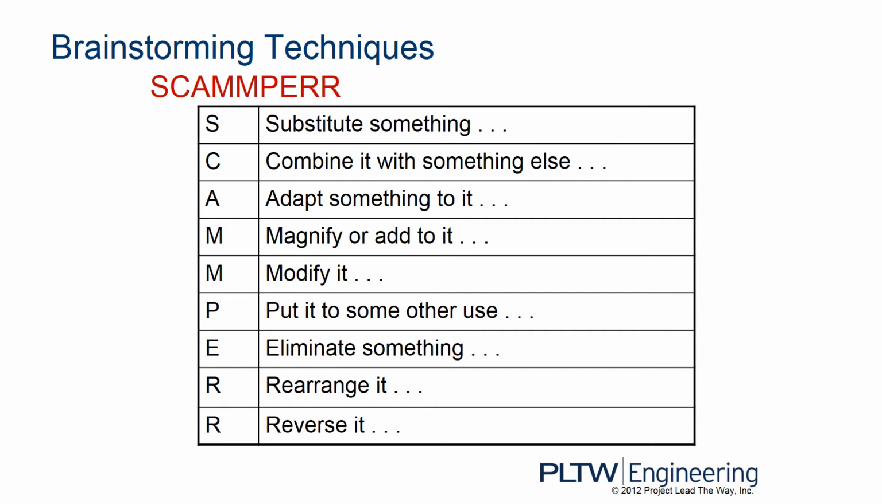So you have a moped in your head, and then you're going to substitute something. So we're going to maybe substitute a large front wheel with a small wheel. So you switch something out. And then C, combine it with something else. So we have a moped, and we're going to combine it with a shopping cart. Okay, so you just go through that list, and then you get a different idea for each of the letters in SCAMPER.